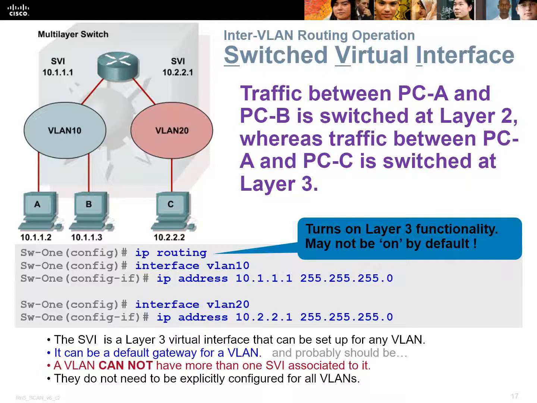But they do not need to be explicitly configured for all VLANs. So you could have VLAN 10, 20, and 30, but on this particular switch, it's only routing for VLAN 10 and 20, and someone else is routing for VLAN 30. But you cannot have sub-interfaces. You cannot have interface VLAN 10.1, interface VLAN 10.2. It physically does not work.